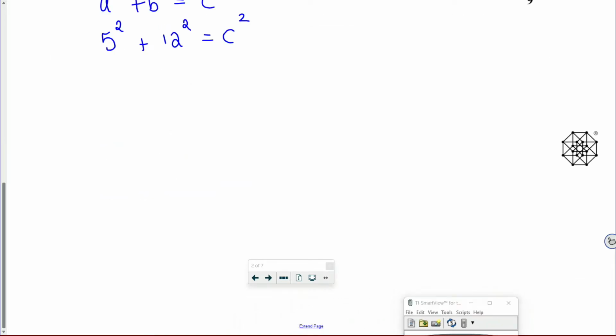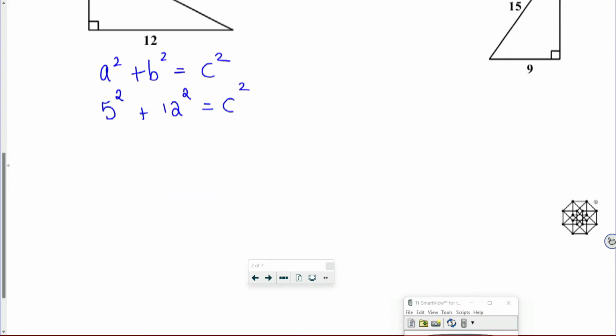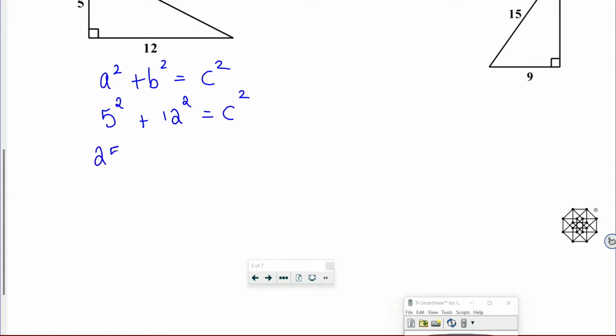For a lot of what we do today, you're going to want your calculator to do some numerical work. These I can do so far in my head. 25 plus 144 is C squared, and C squared is 169.